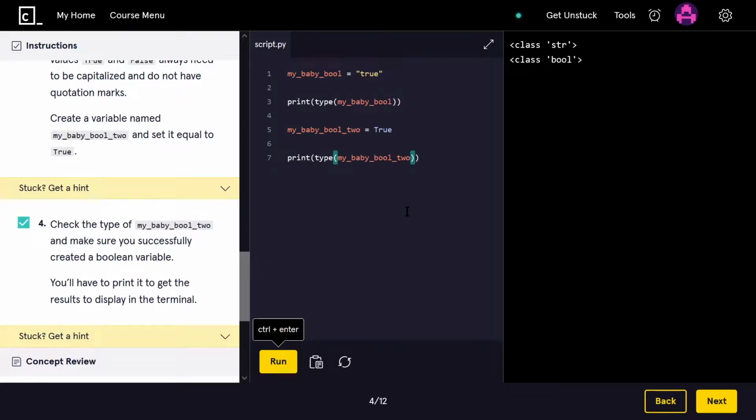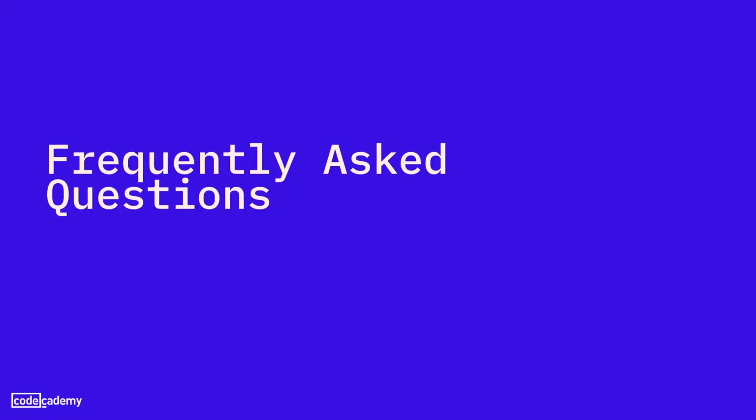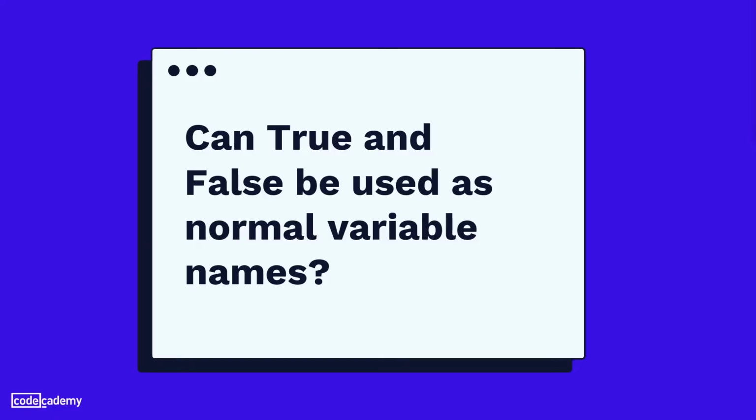Before we move on, let's look at one of the frequently asked questions for this exercise. One commonly asked question by Codecademy users is, can true and false be used as normal variable names? The answer to this is no. True and false with capital first letters are reserved words known as keywords. They represent the two values supported by the bool data type. If you were to use true and false with lowercase letters, then technically they would be valid variable names, but doing so isn't recommended since it might be easily confused for Boolean values by others reading the code.